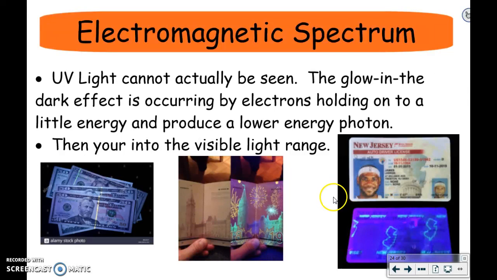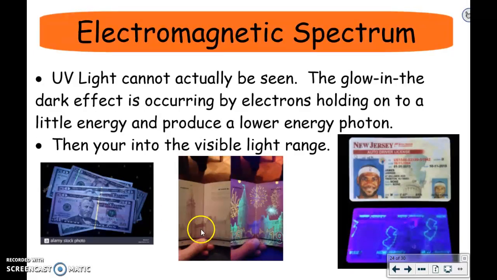Here are some more examples of UV lights. A UV light cannot actually be seen. So when you see the glow in the dark effect, it's really the photon giving off just a little bit of energy first and then making its big jump to the lower energy level. If you looked at $1 bills under a UV light, you would see colored streaks through them, and every denomination has a different color in a different location.